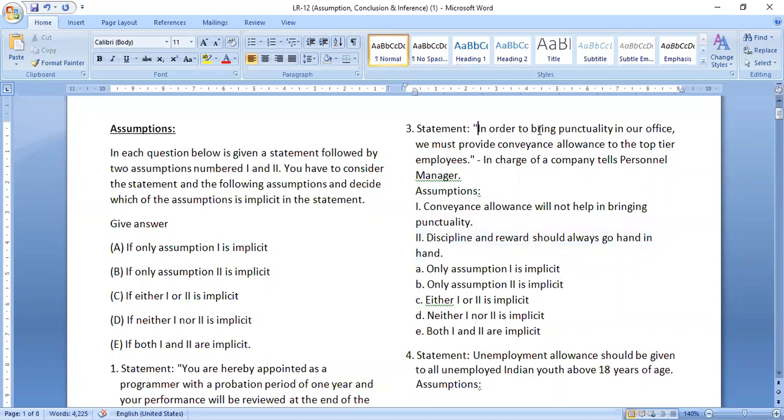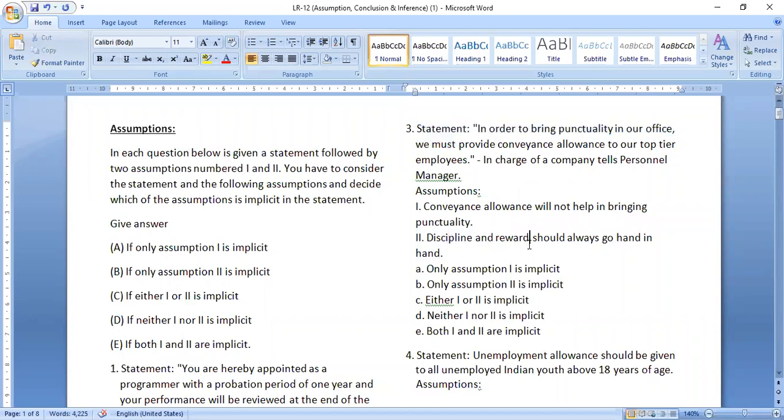See, suppose I change it now. I say in order to bring punctuality in our office, we must provide conveyance allowance to our top tier employees. Okay, so only our top tier employees, not to normal people. Suppose the personnel manager made this statement. Then would the assumption that discipline and reward should go hand in hand still be implicit in this statement?